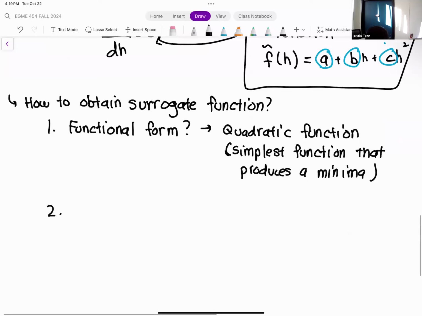In fact, we've already made that decision in terms of what type of function we're going to use. The second thing you have to do, after you have the form, is to determine the coefficients, or compute the coefficients, of your surrogate function form.